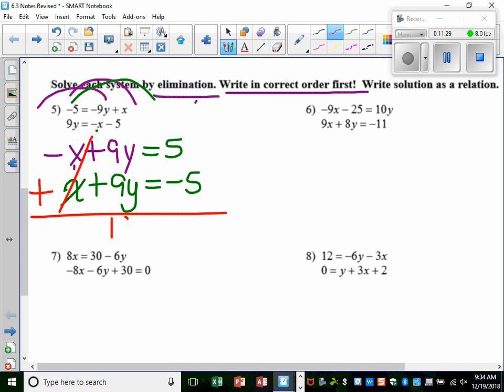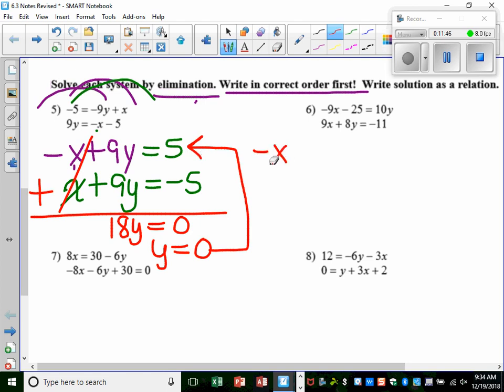So now I'm going to have 18y equals 0. So that's just going to be 0 when you divide. And again, you can go back to your first or second one. Okay, I'm just going to go up here to this one and say negative x. I don't even need to write plus 0. And then when you divide by the negative, that'll give you negative 5. So your coordinate is negative 5 and 0. Okay. A lot less steps to do.